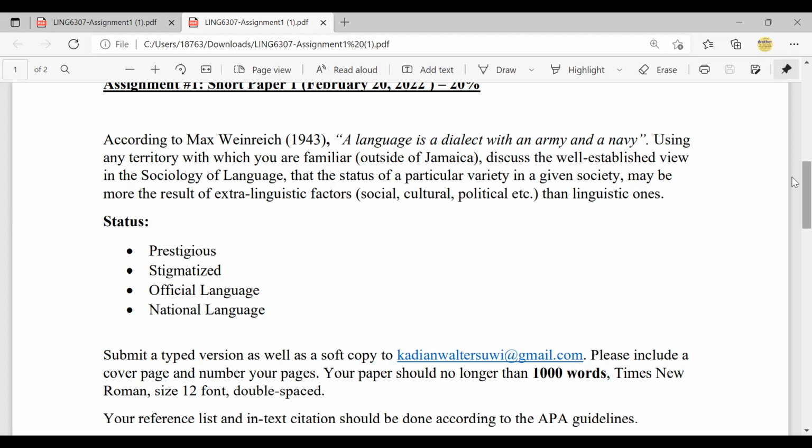So it doesn't have to be a regional language. It doesn't have to be in the Caribbean. All right, so Enord, if you want to look at the language situation in Tanzania and you want to look at language status there, then you can choose one of those varieties. Right? So yes, miss, I think I will look at Tanzania. Okay, great. Right. So any situation outside of Jamaica would be fine.